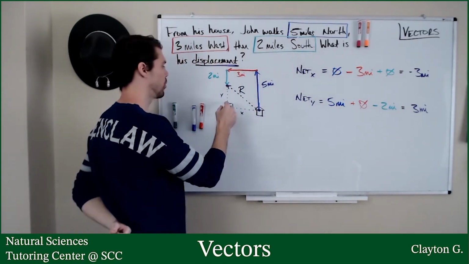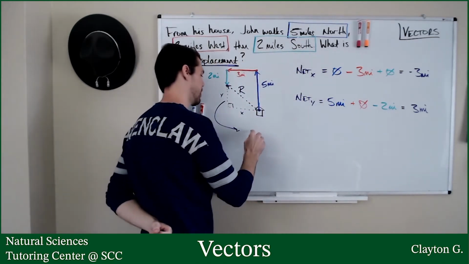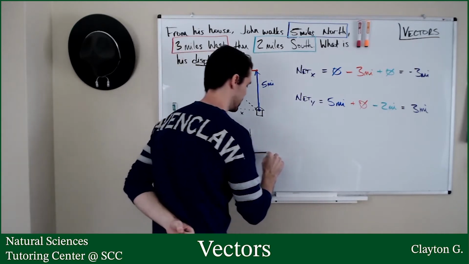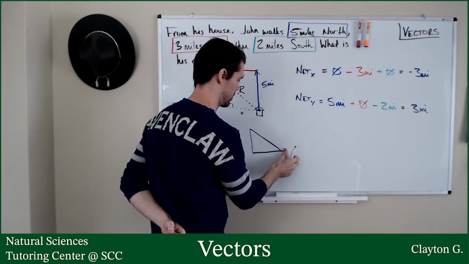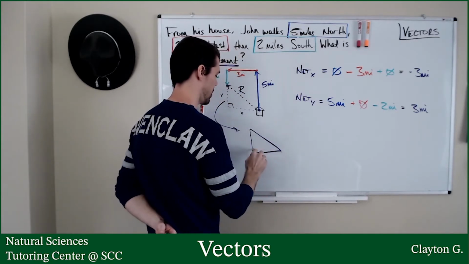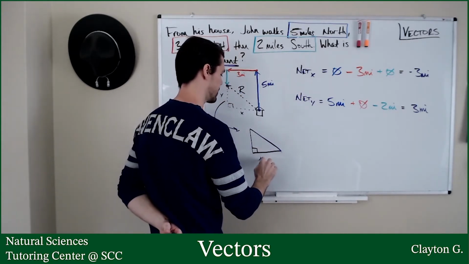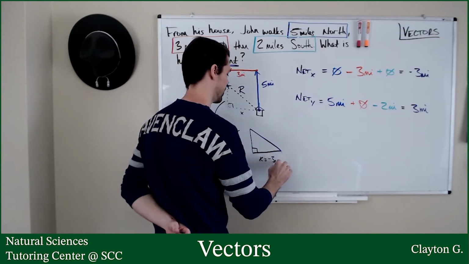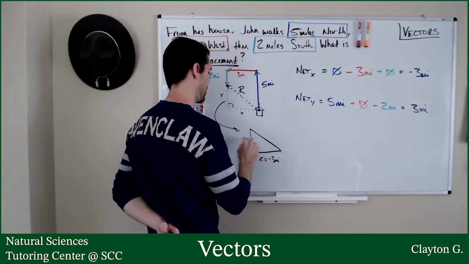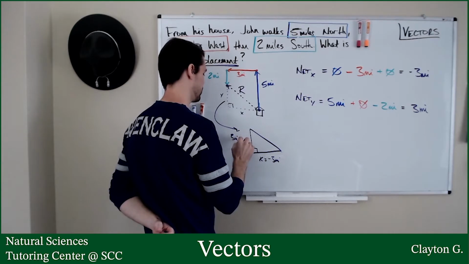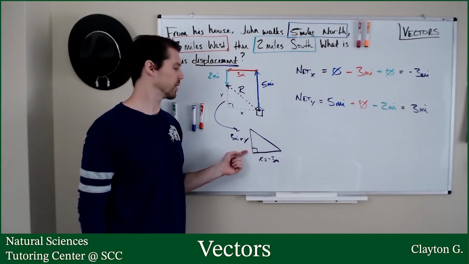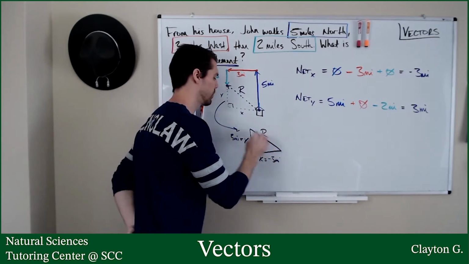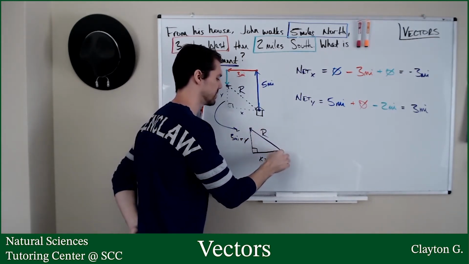So I'm going to go ahead and pull this little triangle out right here. This looks like this here. Let's fix that. All right, so we have our x, and that equals negative 3 miles, and our y, and that equals 3 miles. All right, so you may have seen this before. What we're going to do is solve for our resultant. This is our resultant vector.